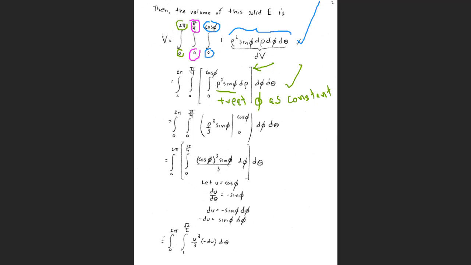The antiderivative of rho squared is rho cubed over 3. And so now you put in your limits. And this is the kind of work I would want to see on your 4th exam. And you get down to here. Please let me know if you have any questions up to there.